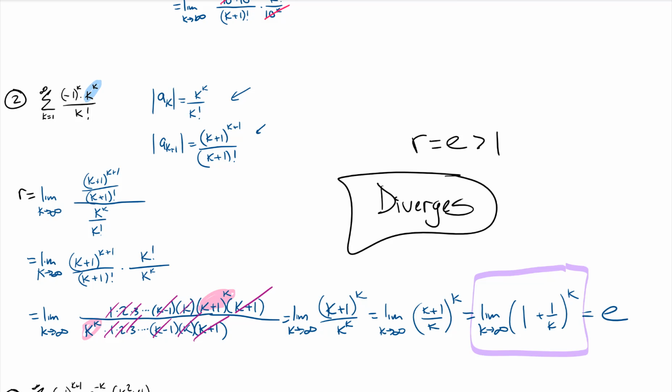Just because I knew k to the k grows faster than k factorial, so it was a pretty good guess. You're not always going to be right on your guesses, but I don't know, I'm feeling pretty proud of myself right now. Feeling pretty cool.